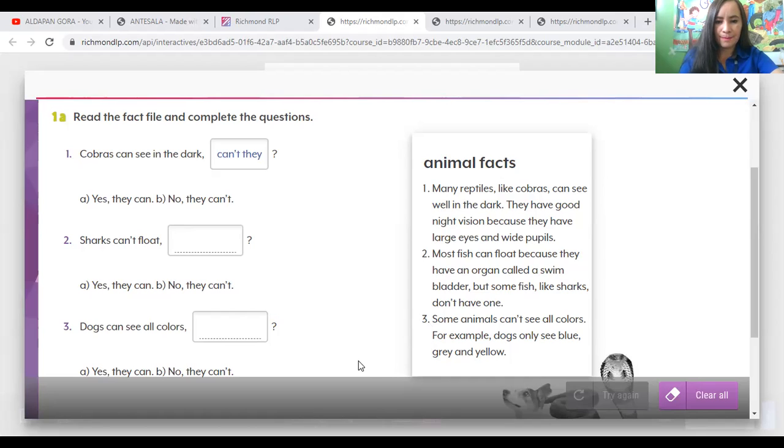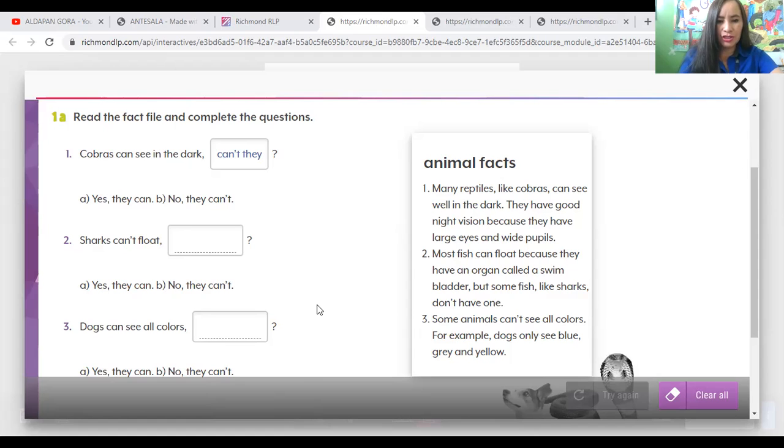Number 3, Leonardo. Me quiero preguntarle qué página es. In English, remember, you have to practice English. That is page number 33. Okay, Valeria, read number 3, please. Some animals can't see all colors. For example, dogs only see blue, gray, and yellow. Very good. Thank you for your participation.